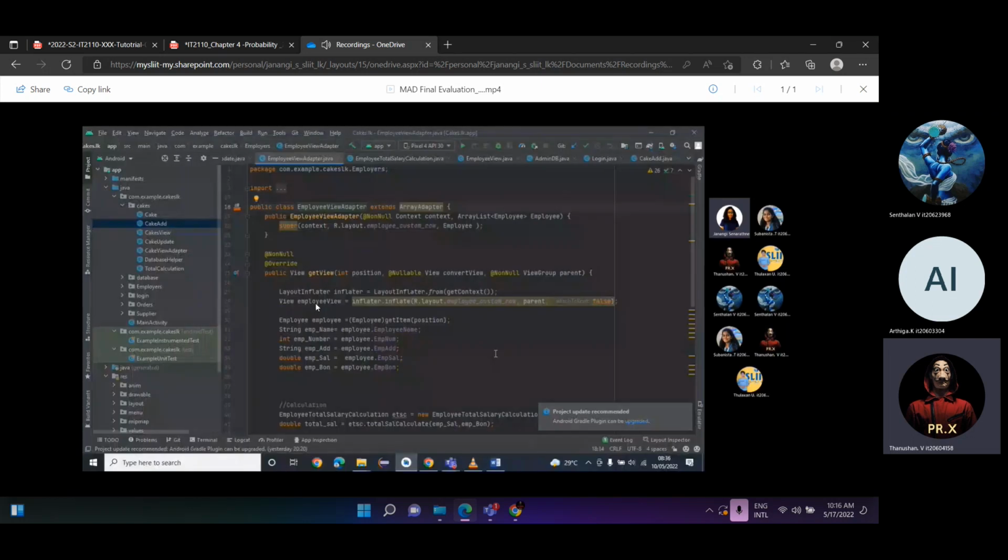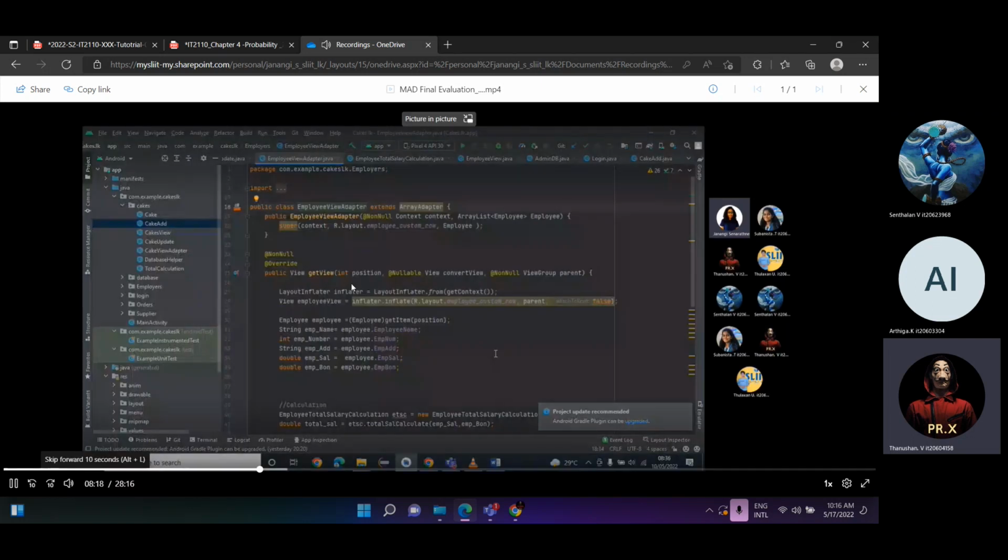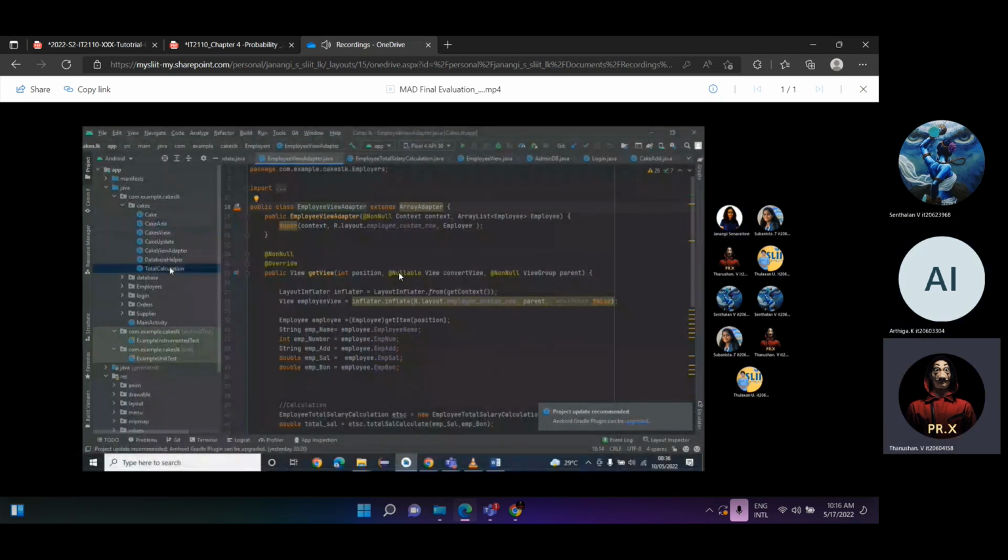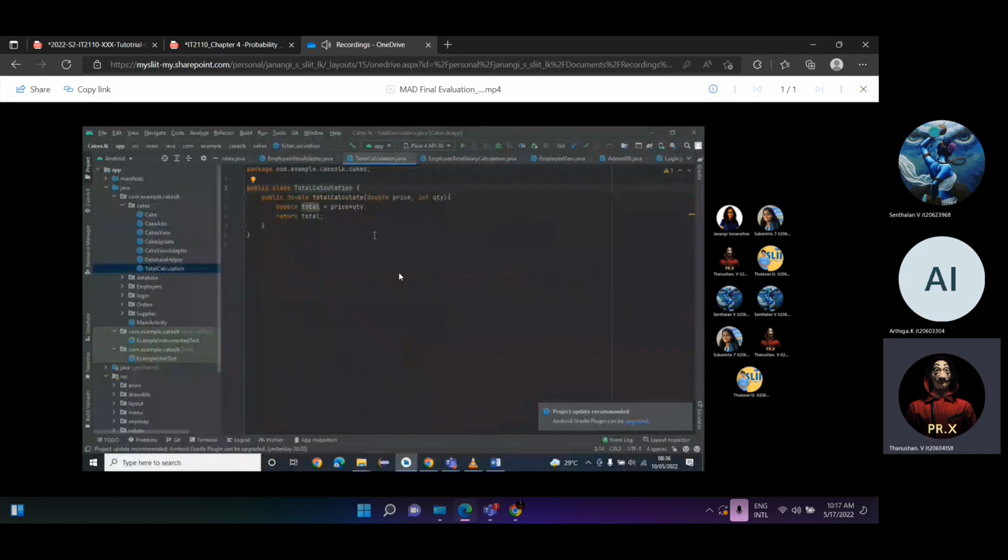Now I can see. Yeah, in your code, can you show me the calculation part? Yes, I can show you. Here, this is the part for the cake calculation. It will calculate the price into quantity, then the total price will be calculated. Okay, go to the cake view adapter class.